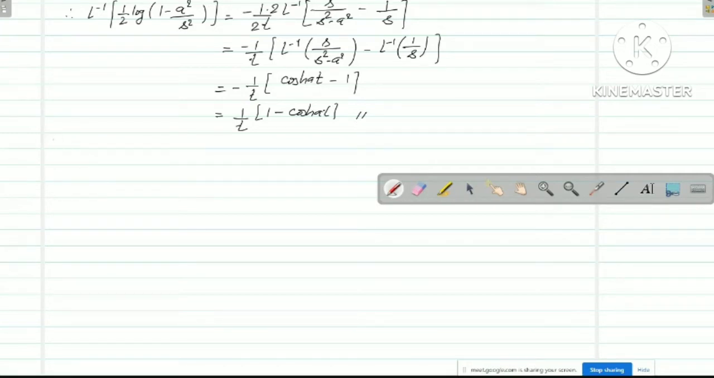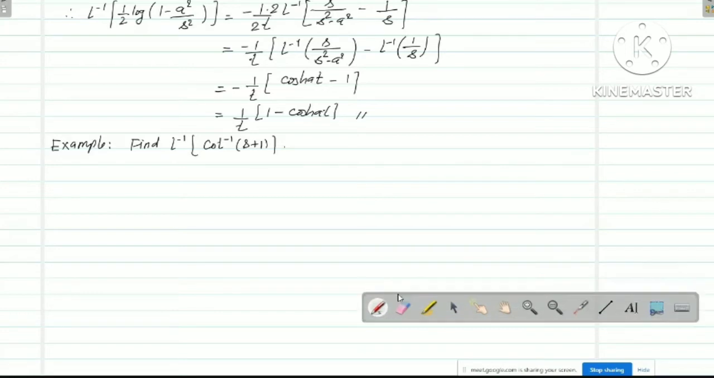So next example, find L inverse of the function cot inverse of s plus 1. We have to find the inverse Laplace transform of this function, cot inverse of s plus 1. Let us see how to find the inverse Laplace transform of this.